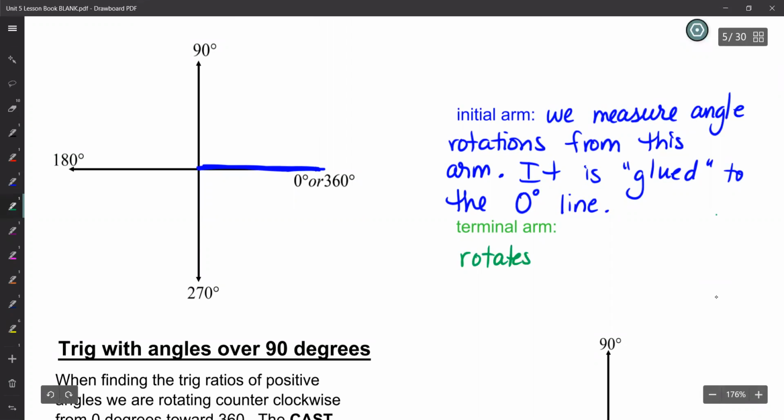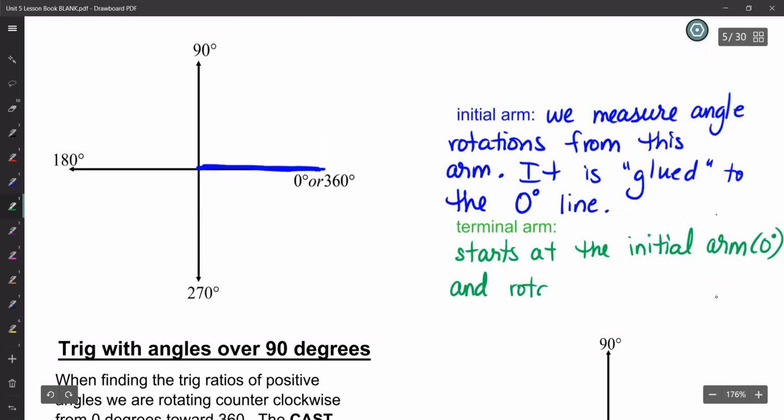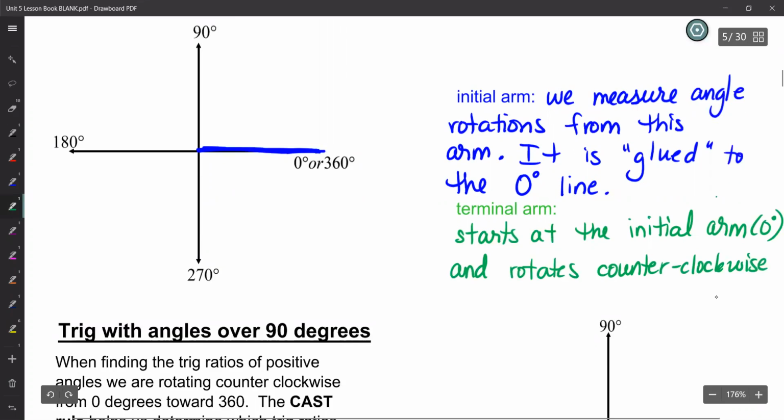Sorry. Okay, then we also have the terminal arm, and the terminal arm, I guess I should actually say, starts at the initial arm. In other words, it starts at 0 degrees and rotates counterclockwise to measure an angle rotation.